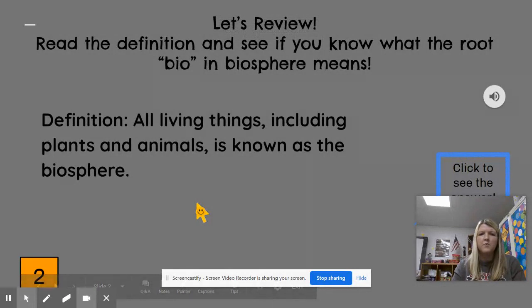So we're going to read the definition and see if we know what the root word bio in biosphere means. The definition is: all living things, including plants and animals, is also known as the biosphere. So bio means life. Whenever we're looking at the biosphere, we're thinking about the living things on the earth, all the plants and animals that make up the earth.